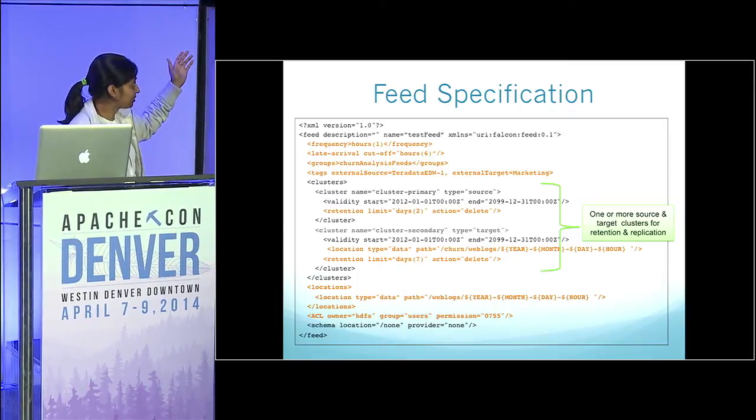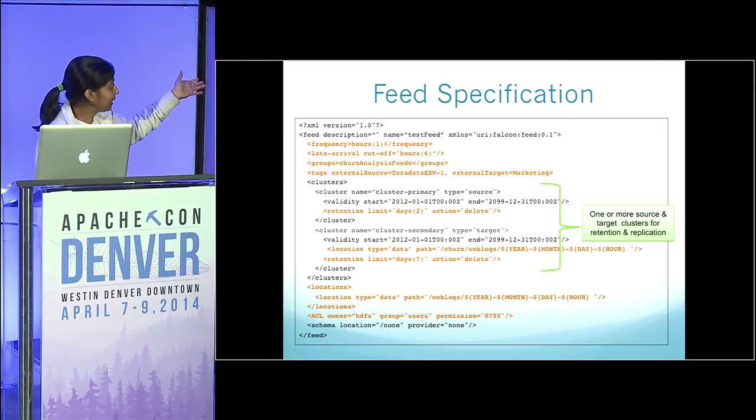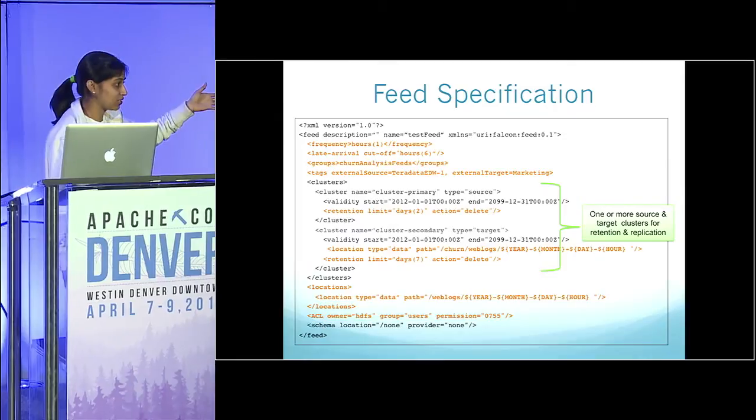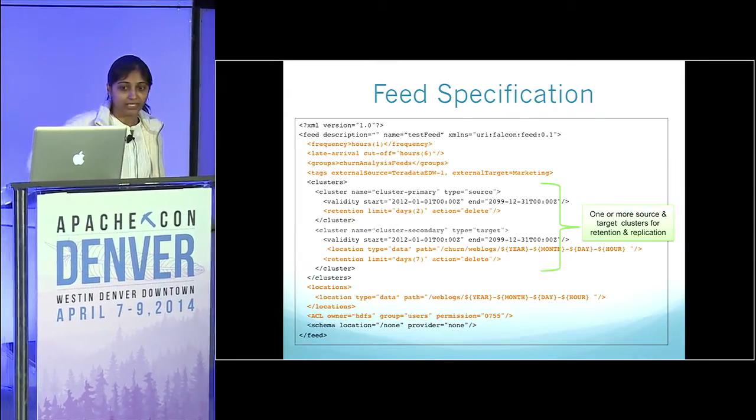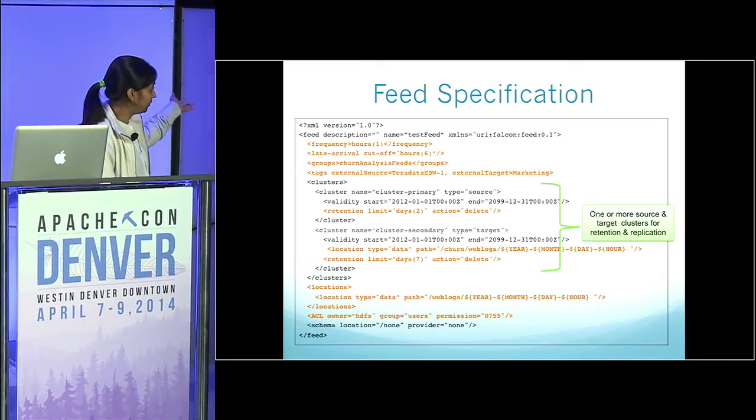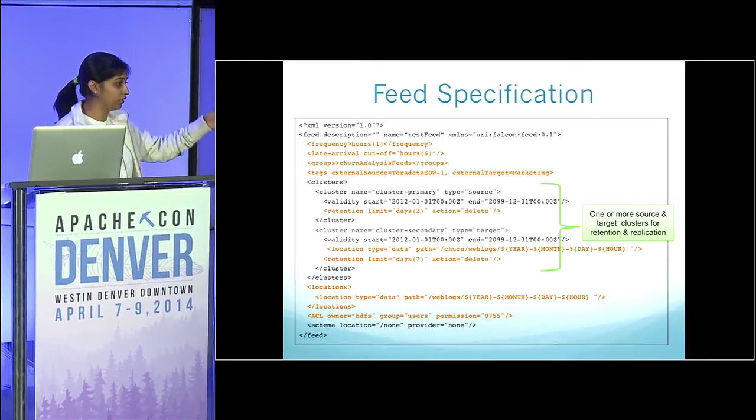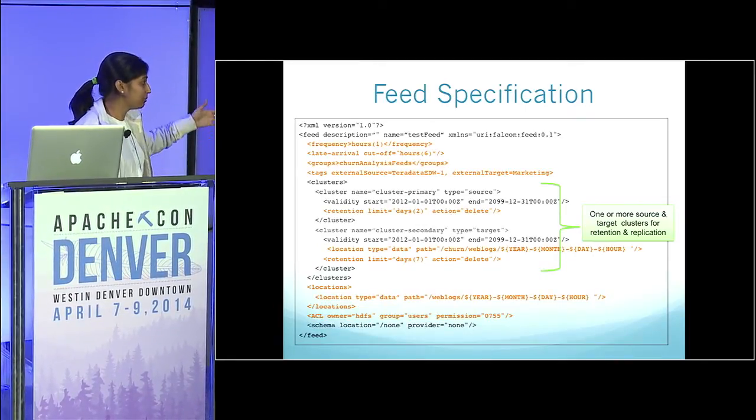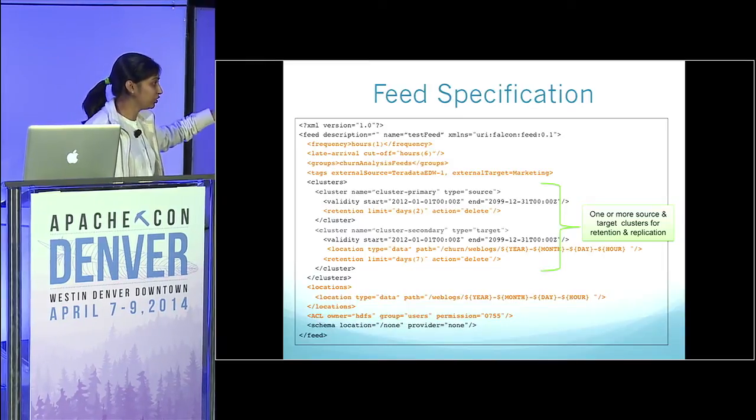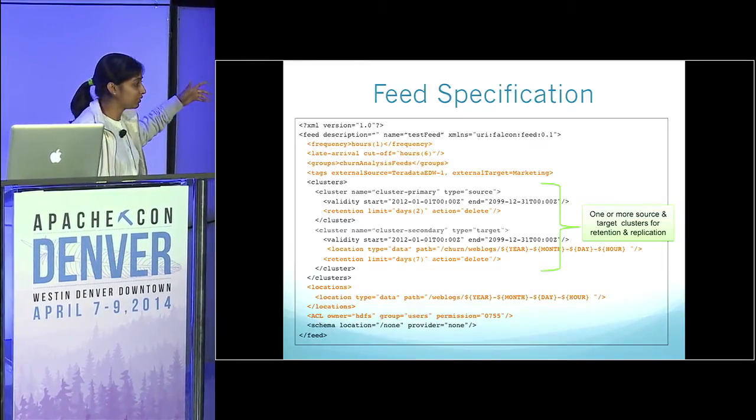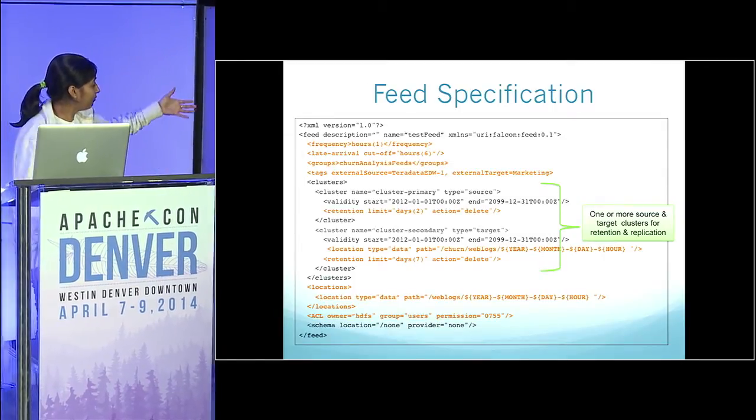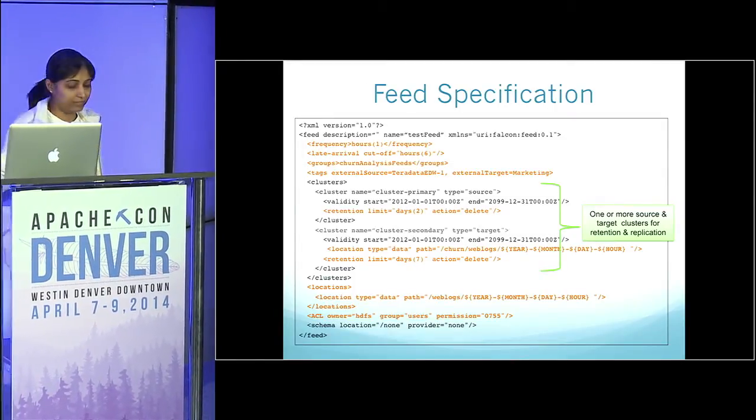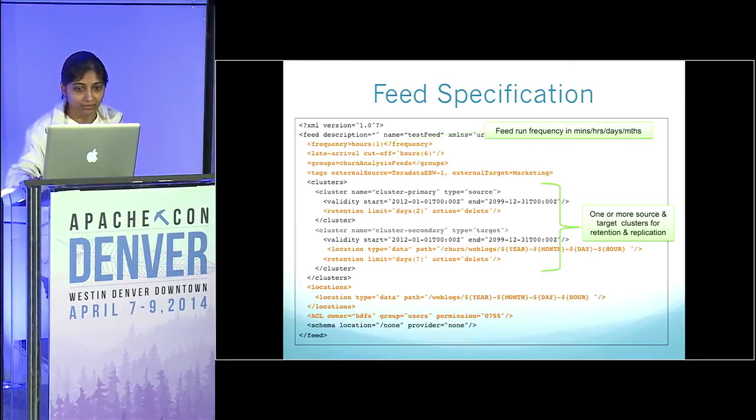So it defines that this data should be replicated from the cluster primary to cluster secondary whenever the data is available. Finally, there is locations, which defines the path of this data on the different clusters. It's possible to define this at a global location, but it's also possible to override it and define it specifically for each and every cluster separately. And finally, you have the ACL, which basically defines the owners and things like that.